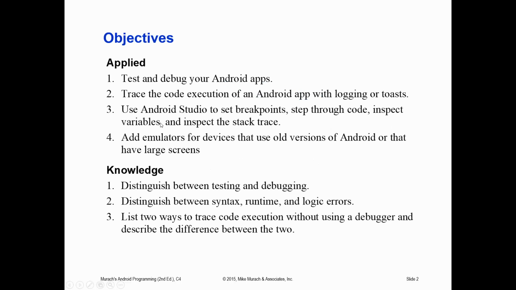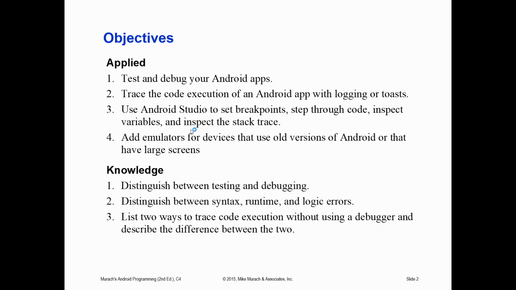As we look, here are our applied objectives and our knowledge objectives. Our applied objectives: to be able to test and debug Android apps, trace the execution of an Android app with logging or with toasts, use Android Studio to set breakpoints, step through code, inspect variables and inspect the stack trace, add emulators for devices that use old versions of Android or that have large screens. Those are our 4 applied objectives.